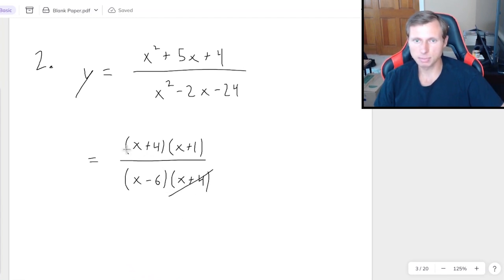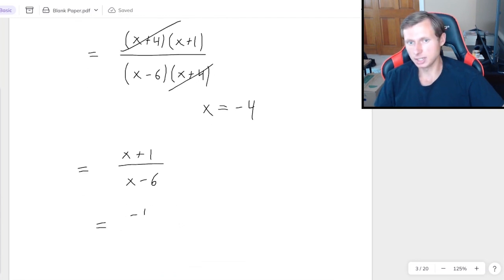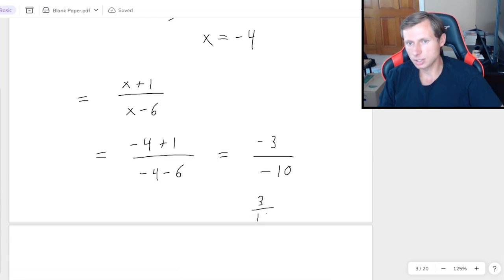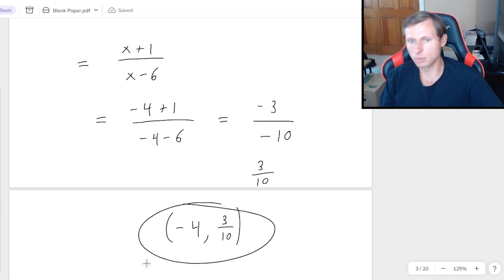We notice that the x plus 4's cancel this time, which means my hole is at x equals negative 4. And then to find out what the y value is, I just have to plug in negative 4 into x plus 1 divided by x minus 6. So that's going to be negative 4 plus 1 divided by negative 4 minus 6. We get negative 3 over negative 10. And really just the negative signs cancel, giving us 3/10. So then the final answer is x is negative 4, y is 3/10, and that's where my hole is going to be.